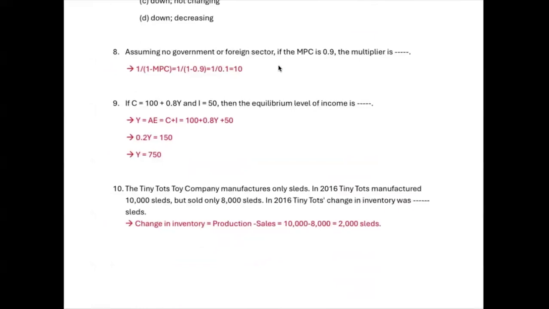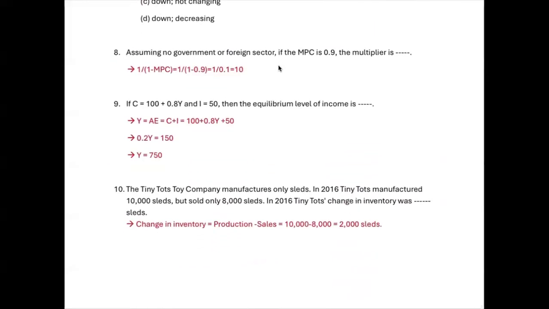Okay, then let's look at the next 3, because the next 3 questions are about the definitions. Firstly, if MPC is 0.9, then the multiplier is what? You can just memorize it. Multiplier is just 1 divided by 1 minus MPC, the marginal propensity to consume.